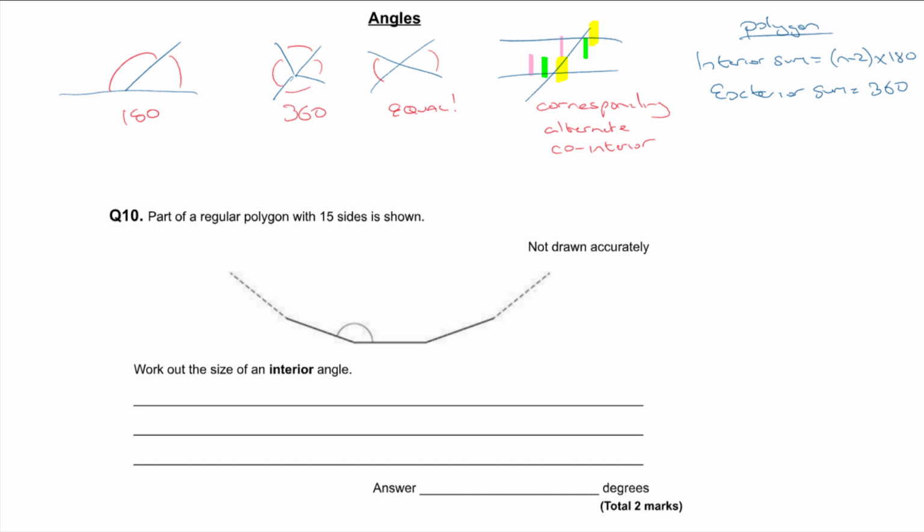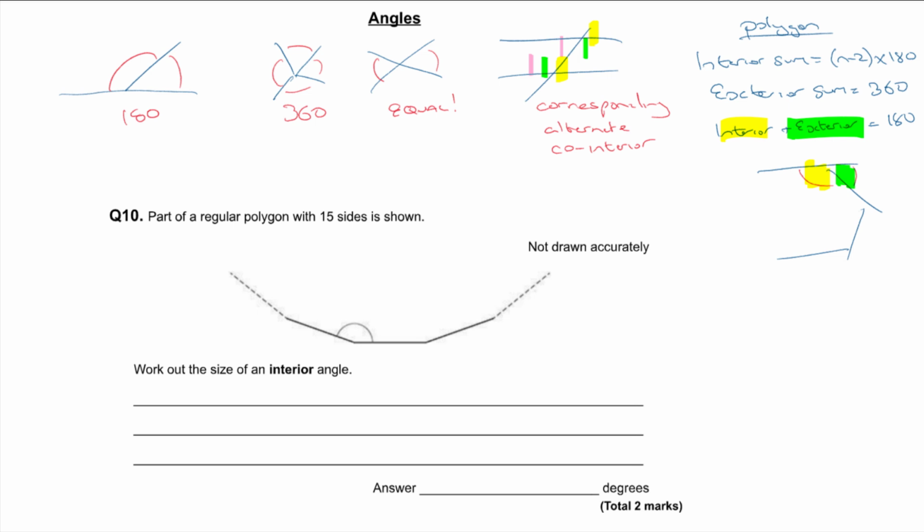And you need to remember that interior plus exterior equals 180, doesn't it? Because they kind of lie on a straight line each time. So that one and that one, that's the interior, that's the exterior one. So interior is that one there, and exterior is that one there. Okay, so if you add them together, you always get a straight line.